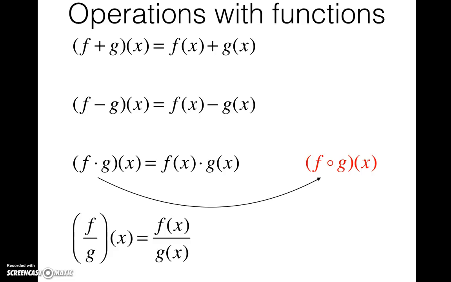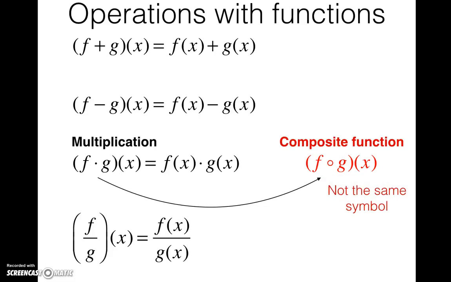One of the biggest mistakes that tend to be made with this section of the chapter is people confuse f times g and f of g. So if you take a look, the f times g has just a dot between, and the f of g is the composite function symbol. So again, you have to pay attention to which symbol you have because they are not the same.